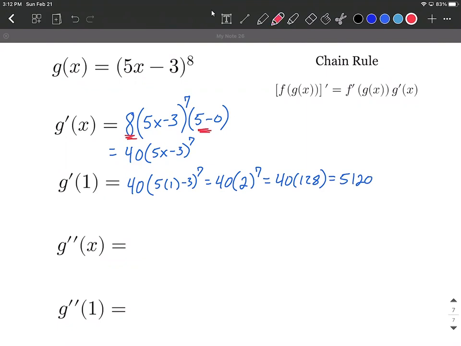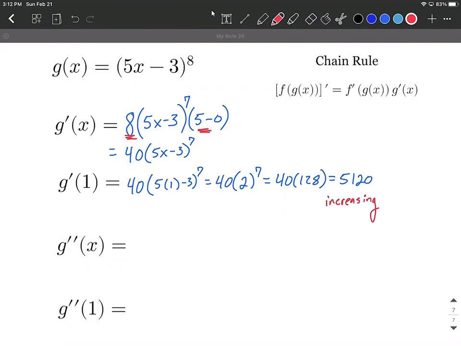All right, things to note on this. From the first derivative, when we plugged in a 1, we got 5,120. The most important thing, though, is probably that that's a positive value, because the derivative, when we evaluated it, was positive. What that tells us about the graph is our graph is increasing at an x value of 1. If a negative number had come out, our graph would be decreasing at 1.